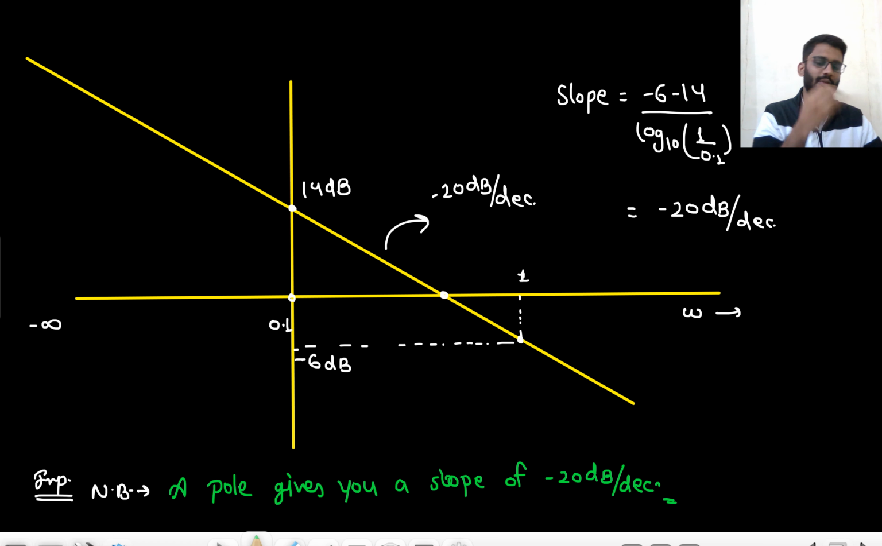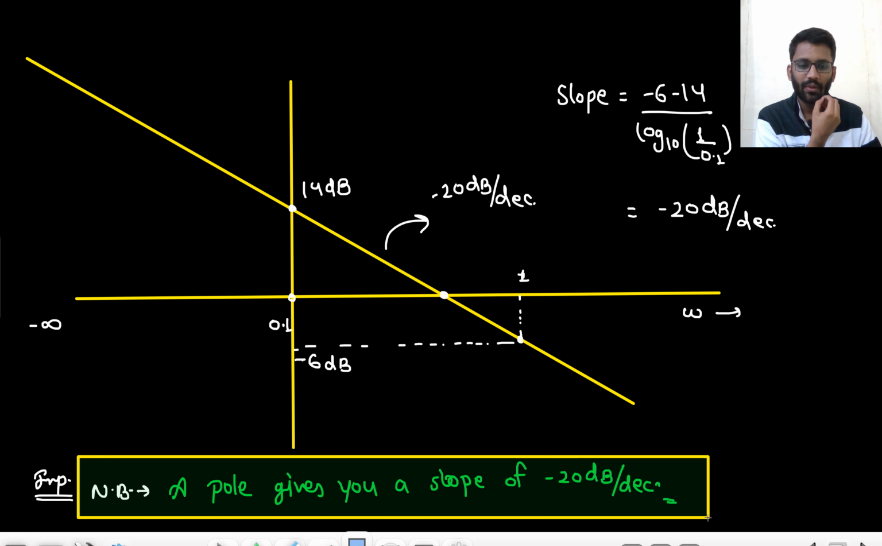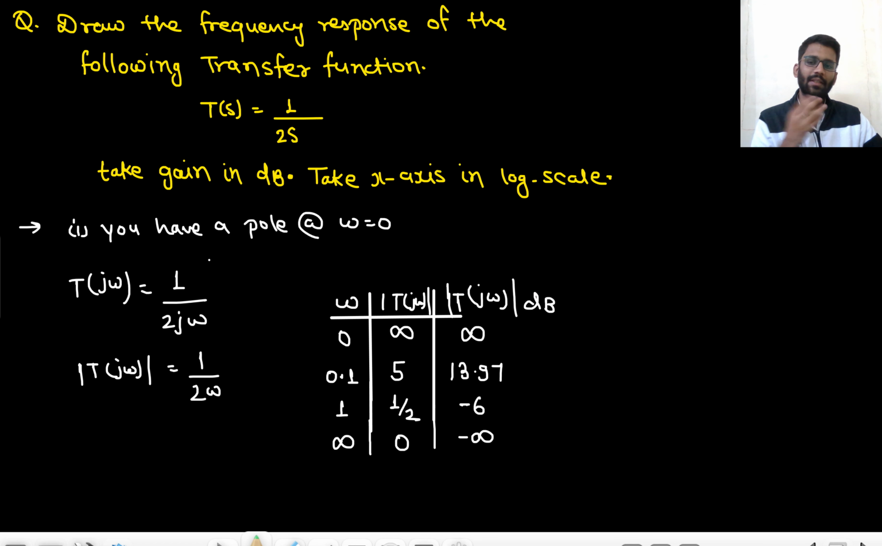And here in 10x growth, you are losing 20 dB. So this is the very important point. A pole gives you a slope of minus 20 dB per decade. So this was the thing we did.